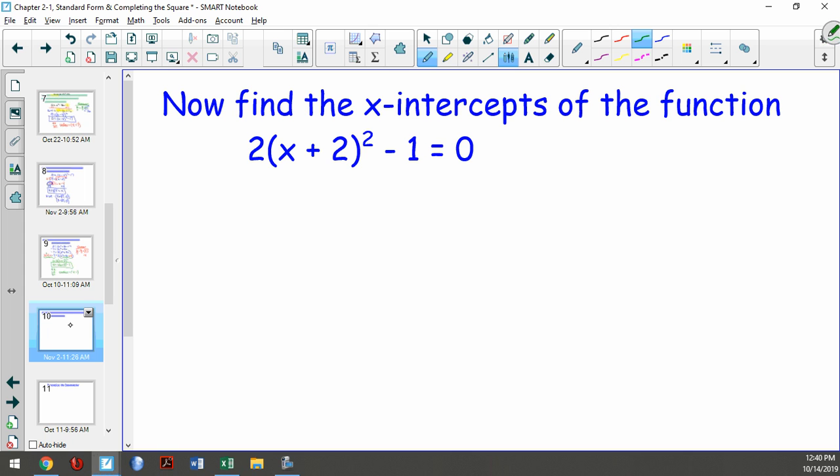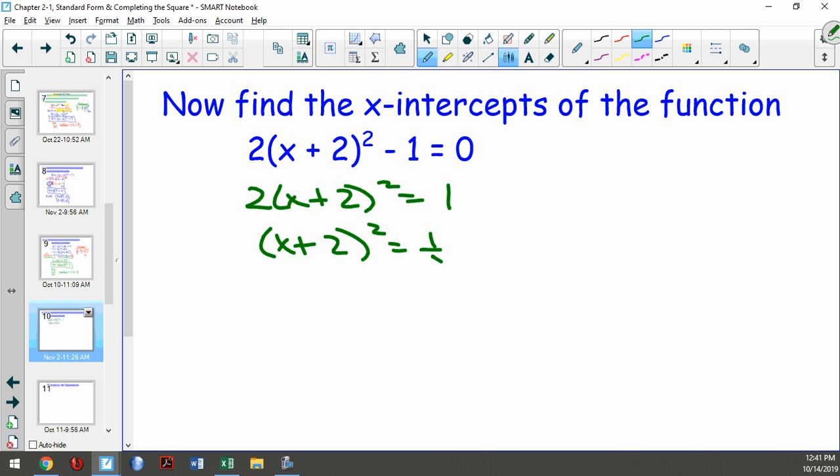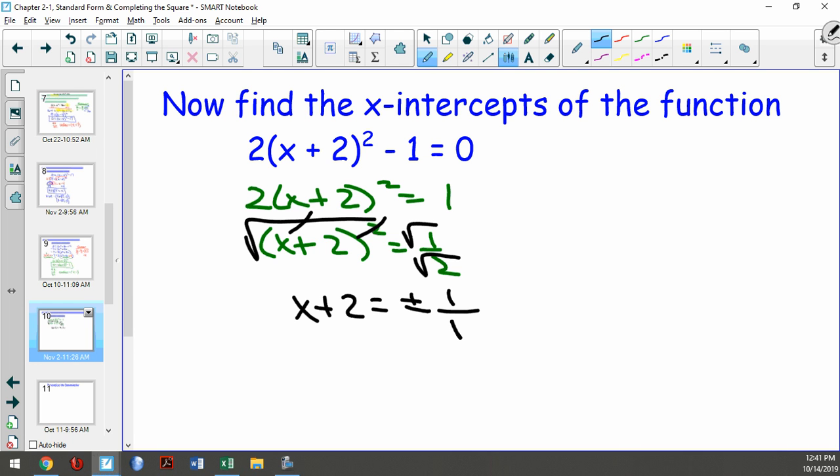Now I need to solve this thing for x. So how do I do that? Add 1 to both sides. Then what? Oh, this is where things get a little nasty. You got to take the square root of both sides. And that means you take the square root of the top and the bottom. So this cancels out. You're left with x plus 2 is equal to plus or minus. What's the square root of 1? What's the square root of 2? Can't do it. Now, go down to the next slide.